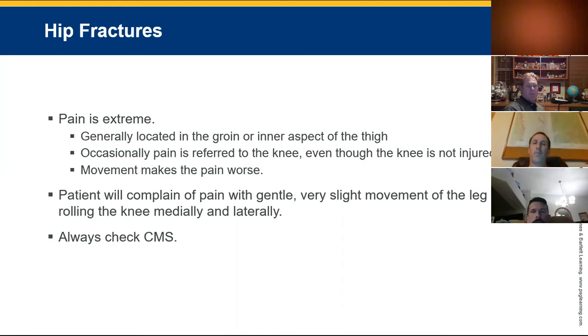Hip fractures, very, very painful. They don't want to move anything. So be as gentle as you can. Very slight movements. If you're going to do a movement, prepare for everything that you're going to do. Prepare your patient. You want to plan out your movements because you don't want to make more than one or two. And you always want to check the CMS before and after your movements.